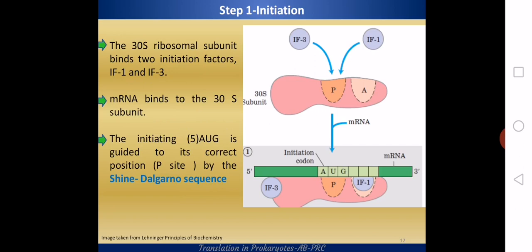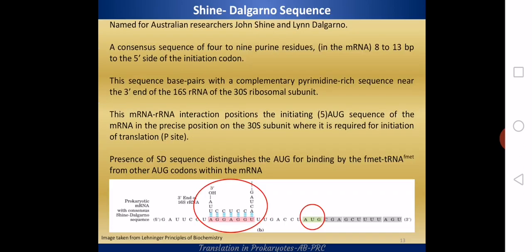And the attachment has to be precise to position the AUG at the P site. This is controlled by an internal sequence of the mRNA called the Shine-Dalgarno sequence. And what is this? The SD sequence, or Shine-Dalgarno sequence, is named after the scientists who discovered it, right? And actually this is a consensus sequence of 4 to 9 purine residues.